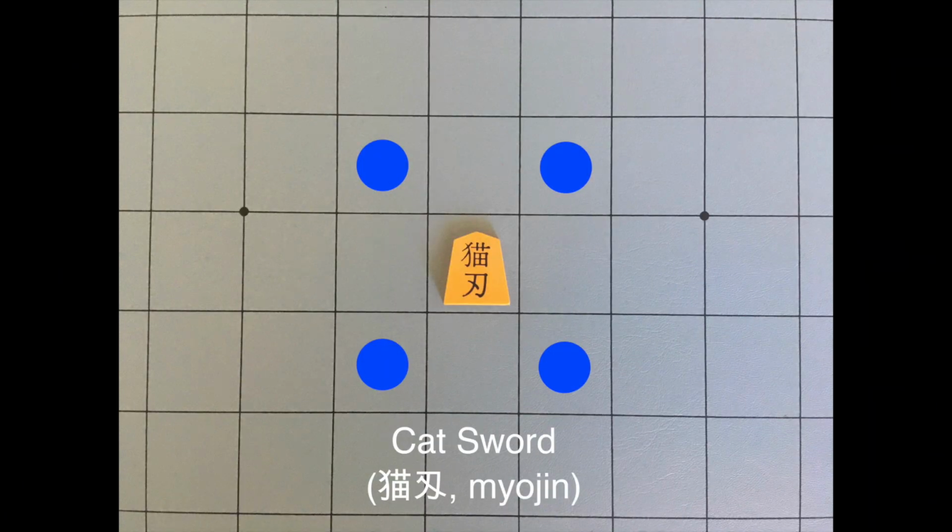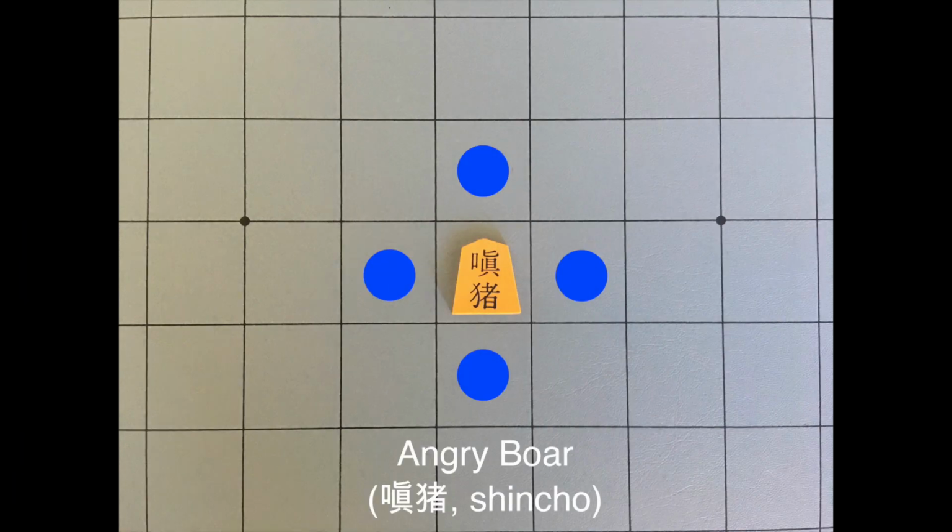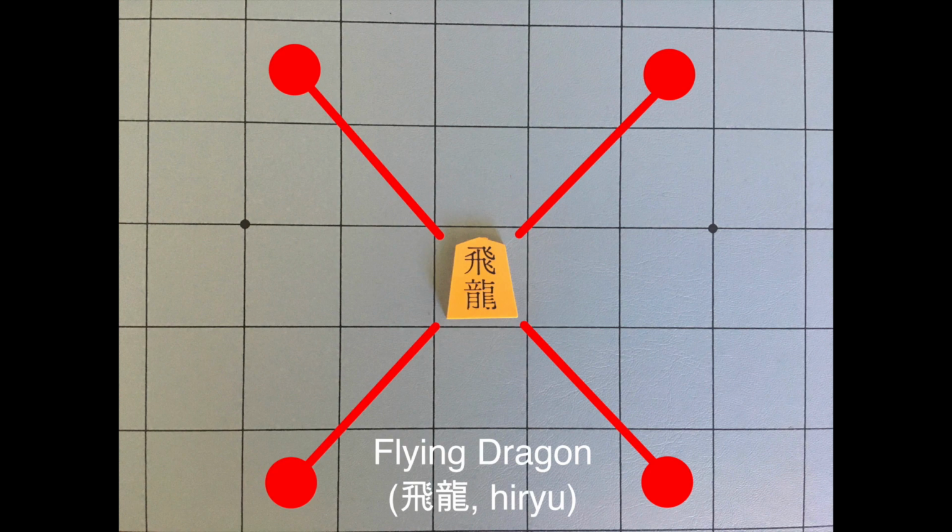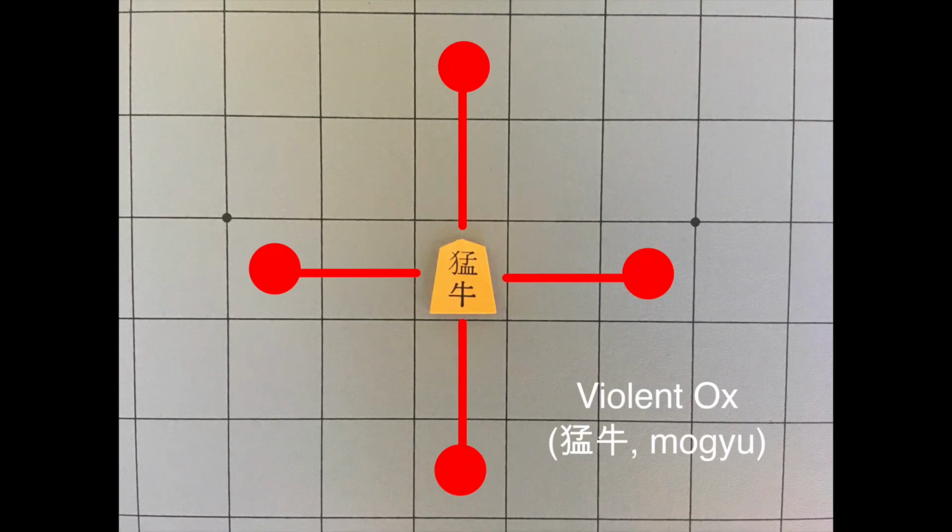The Cat Sword. The Cat Sword may step 1 square diagonally. Because it cannot move orthogonally, it can only reach half the squares on the board. The Angry Boar. The Angry Boar may step 1 square orthogonally. The Flying Dragon. The Flying Dragon may slide diagonally, but only up to 2 squares. Because it cannot move orthogonally, it can only reach half the squares on the board. The Violent Ox. The Violent Ox may slide orthogonally, but only up to 2 squares.